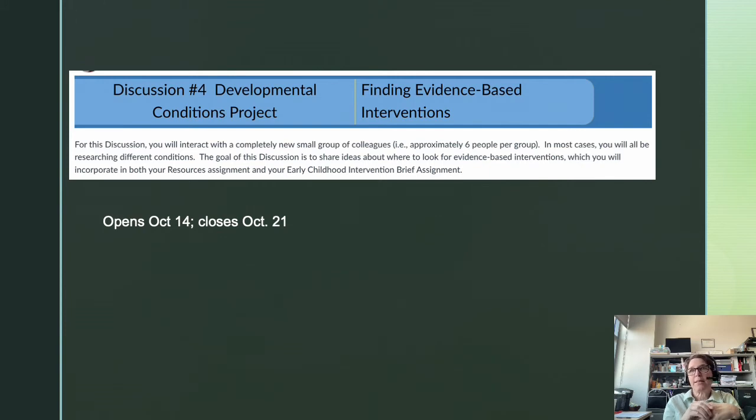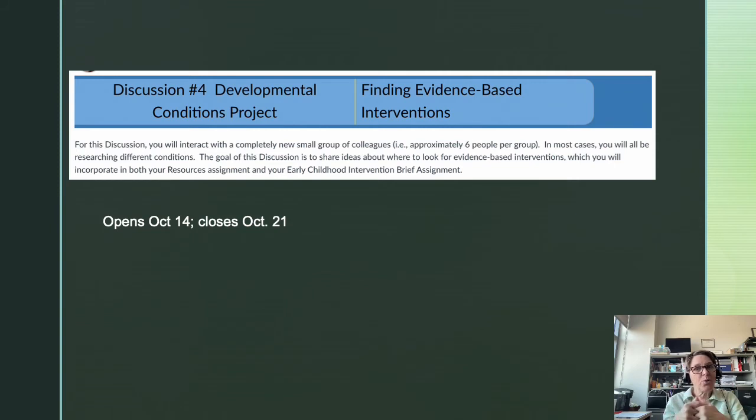You might decide to choose that type of intervention, trauma-focused family therapy, to include in your brief summary of early interventions you'd recommend, which is your next writing assignment. In this discussion, you'll be interacting with a group of colleagues, 4 to 6, really small group, and sharing ideas about how do we think about a condition and what kinds of intervention could be useful.